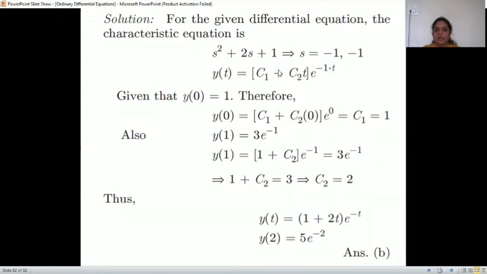Substituting here, we get y is 1 plus 2t into e raised to minus t. Therefore, y at 2 is asked, so put t is 2. So it is 2 into 2, 4 plus 1, 5 into e raised to minus 2. And this will be your answer.